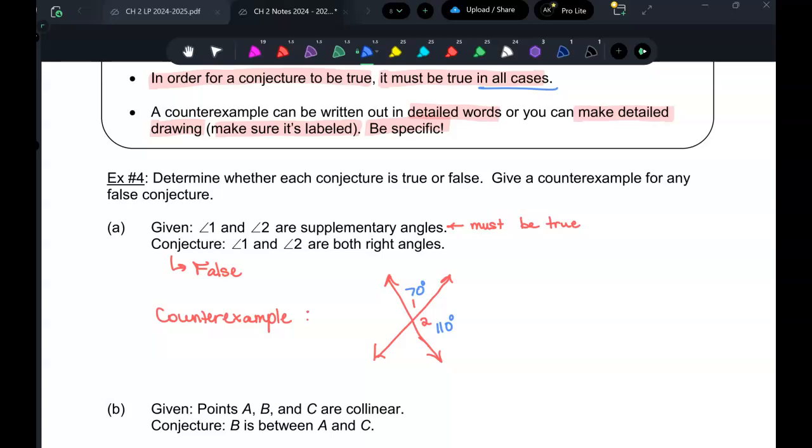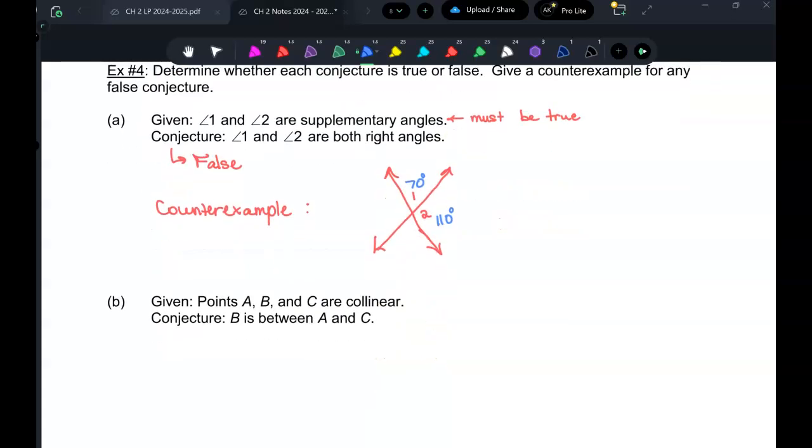Yeah, Maya. Could you also do the one where it's like that and like this one? Absolutely. Now, I could actually even just say measure of angle 1 equals 70 and measure of angle 2 equals 110. Did I give you 2 angles that are supplementary? Did I make sure they weren't 90? So a drawing or just writing out the information, either one is fine. I usually like to draw the picture because I'm more visual.